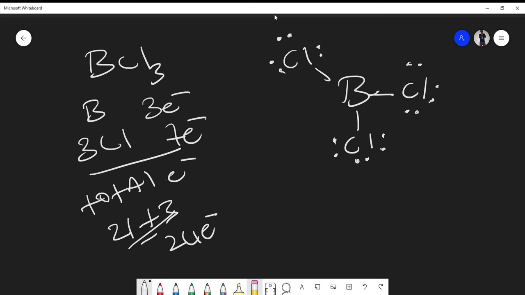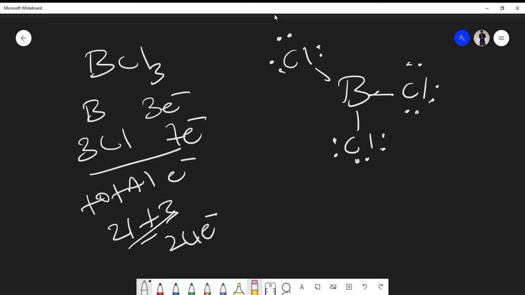So this also fulfills the octet rule, because remember, chlorine is one of those atoms that has to fill the octet rule. So this is 2, 4, 6, 8. So that's good.